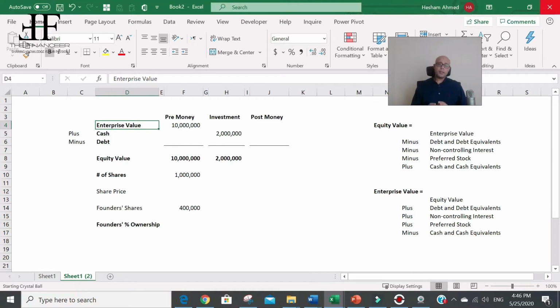Now, let's discuss the difference between the pre-money valuation and post-money valuation, and link these concepts to the concept that you have just explained, which is the difference between the enterprise value and the equity value.